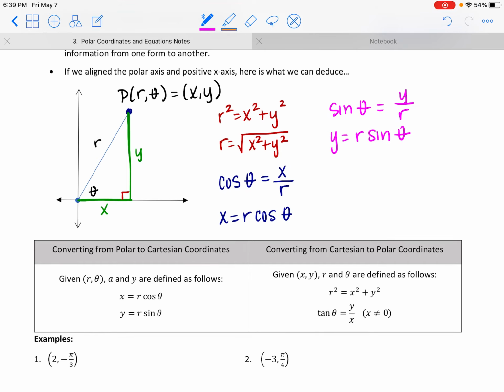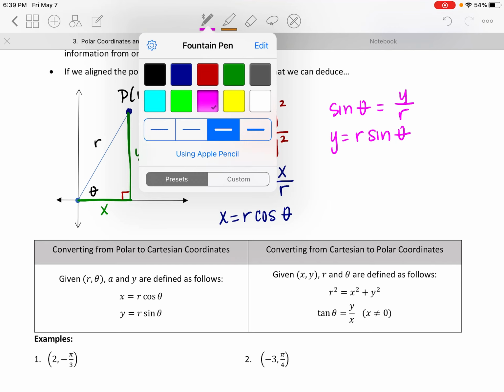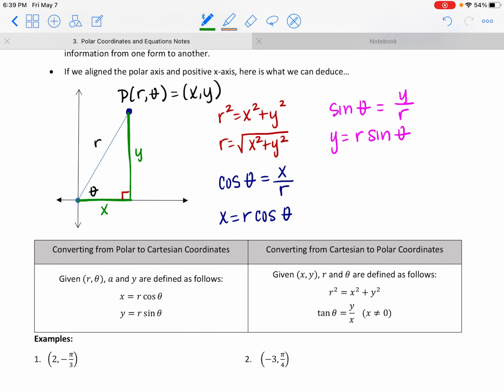And then one last relationship. Let's use our last trig function. Let's use tangent. If I wanted to write a ratio for the tangent of theta, then it's going to be equal to the opposite over the adjacent side, so that would be y over x, and we could actually then use this to solve for theta. That means that theta is going to be the inverse tangent of y over x.